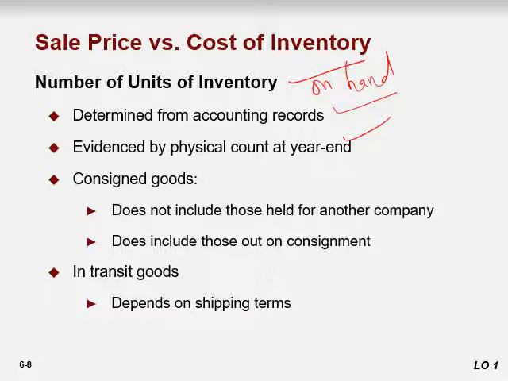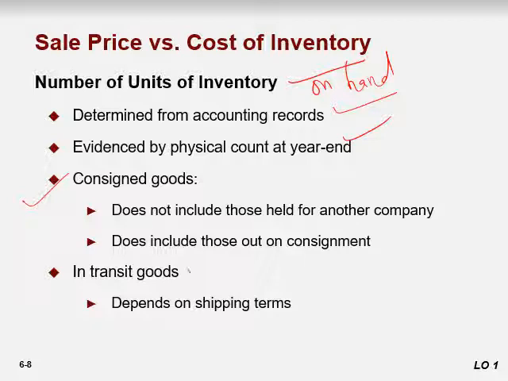Now the real question arises, and that is consignment goods. So companies do not include in inventory any goods that they hold on consignment because the goods belong to another company, right? But they do include their own inventory that is out on consignment and held for sale by another company, right?